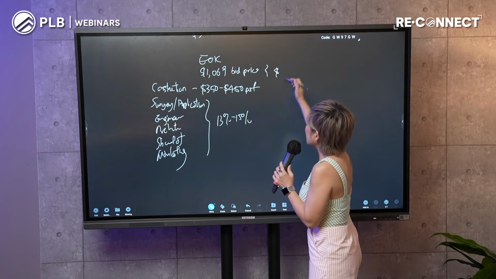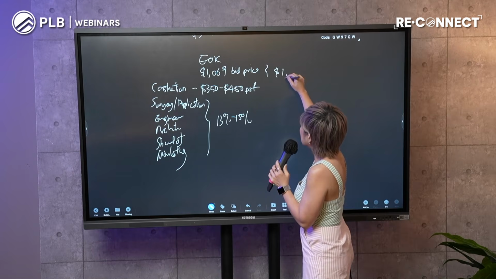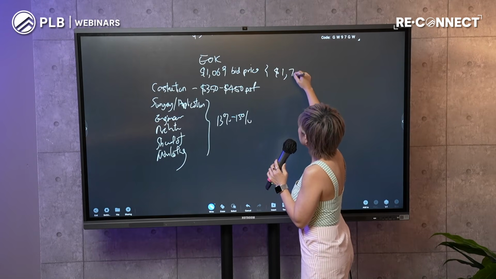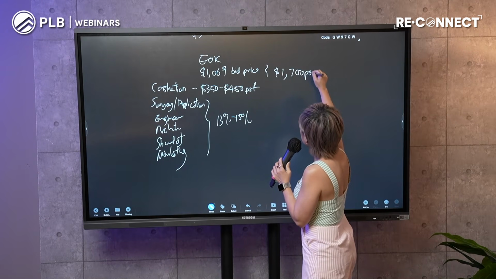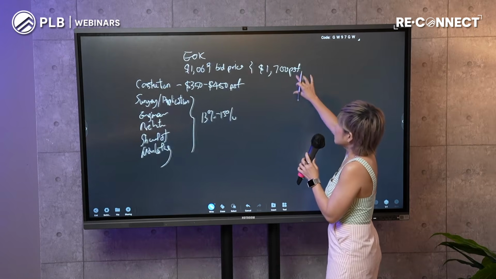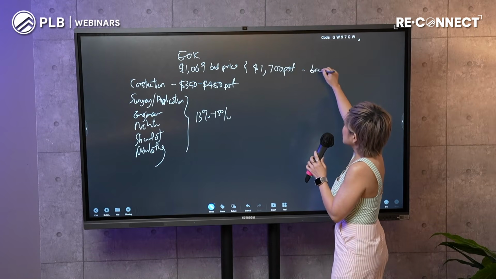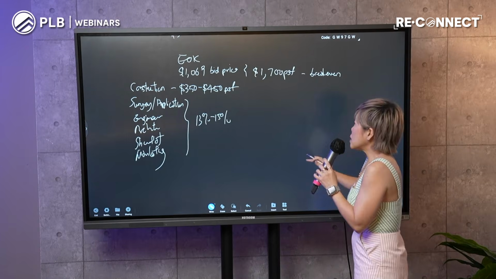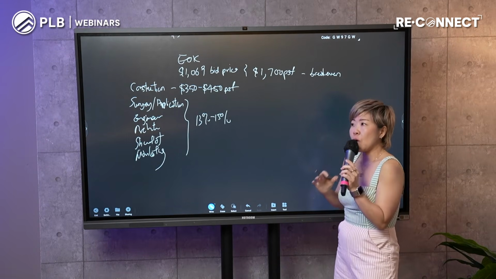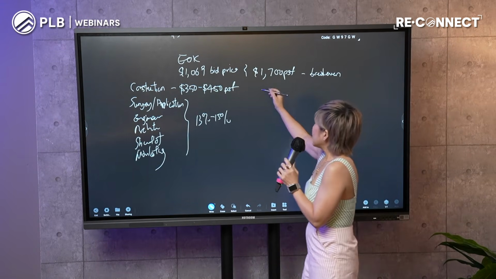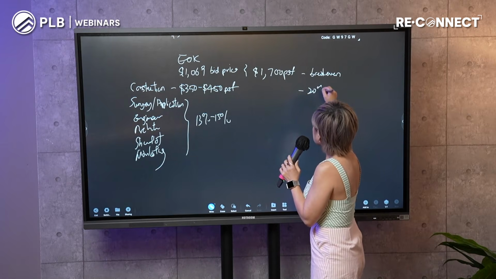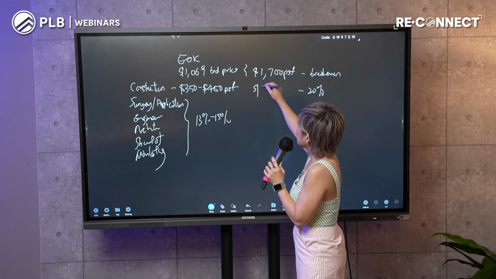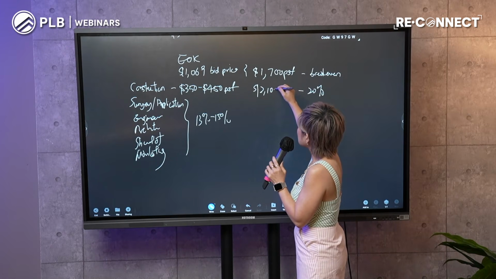with the construction cost and the other costs, it will take the developer about 1,700 PSF to break even. So to see this piece of Emerald of Katong land, with a 20% profit margin, the developer can actually sell it at 2001 to 2002.